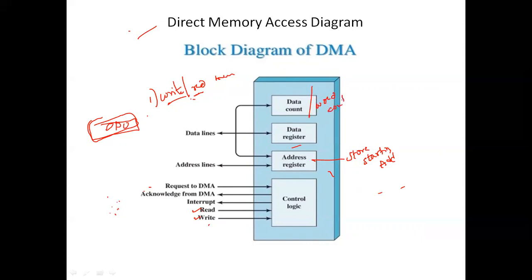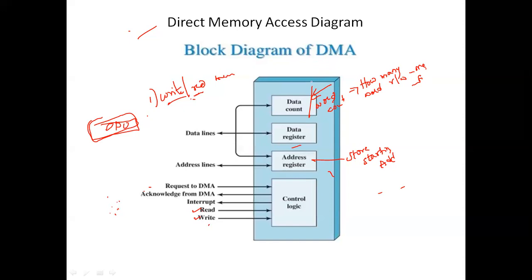Word count in the sense how many words are to be read or written to the memory or from the memory. Word count specifies how many words are to be read or written to the memory or from the memory. So that is the purpose of the word count. It stores this information in the word count register. And this word count register we can also call the data count register. Fine, word count or data count register.